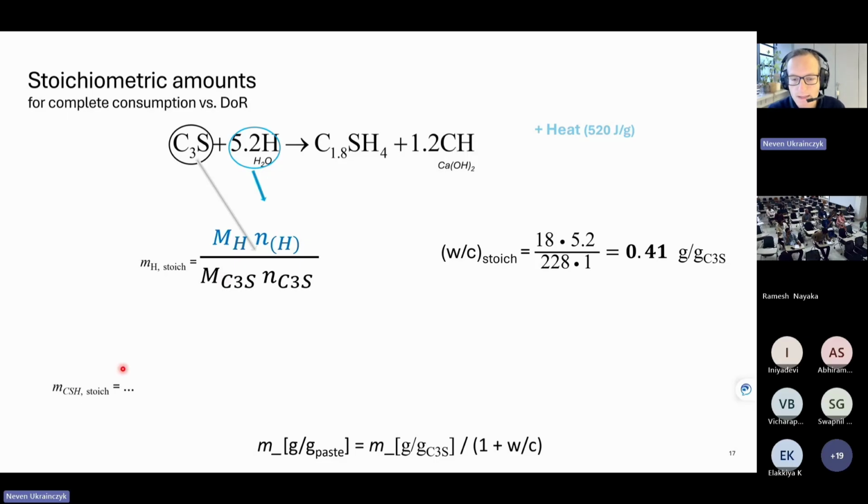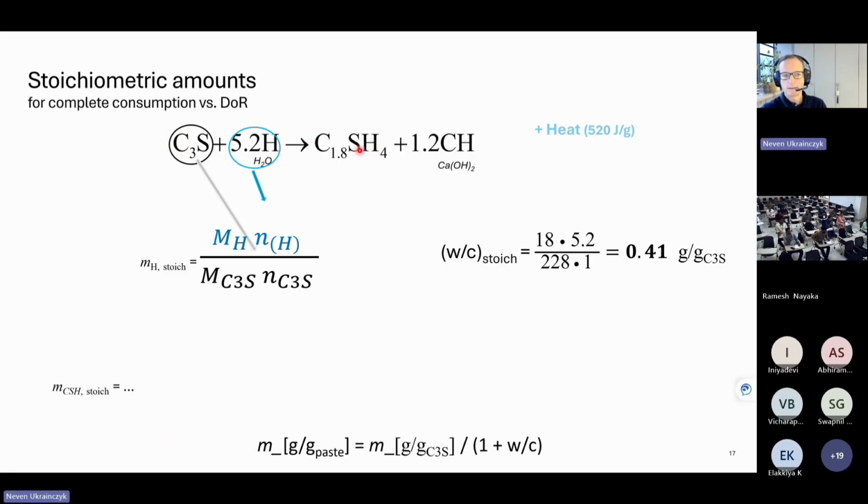So now we can use the same principle. I will show it further in the tutorial. For example, you want to know, okay, how much CSH do I have in my mixture if I'm reacting 1 gram of cement with 0.41 grams of water? So now you can use the same chemical principle. You just need the molar masses. So it's the molar mass of CSH multiplied by the stoichiometric coefficient, divided by the molar mass of cement, because you want to know how much CSH per gram of cement, and you should not forget the stoichiometric coefficients.